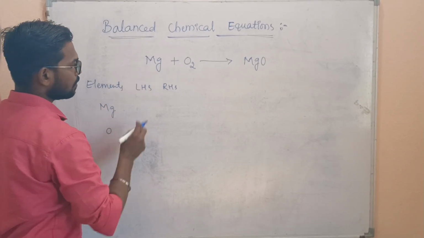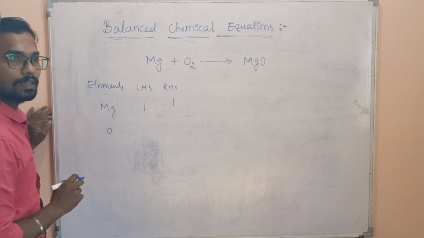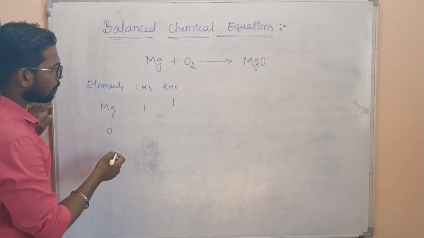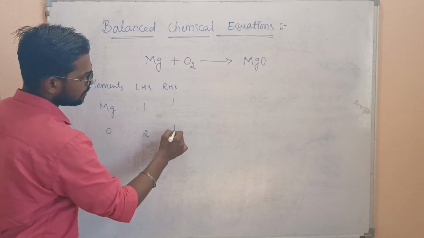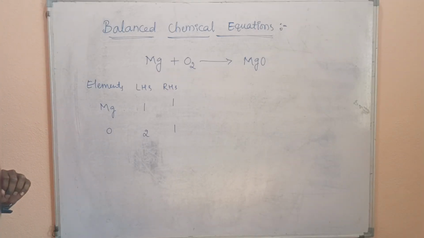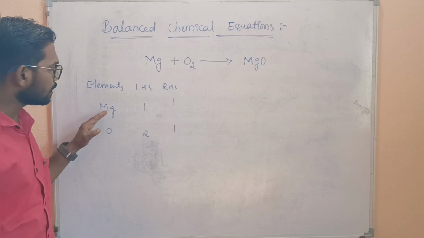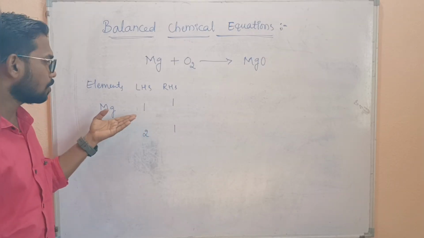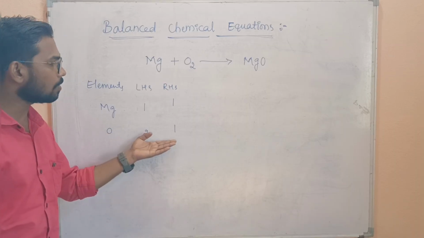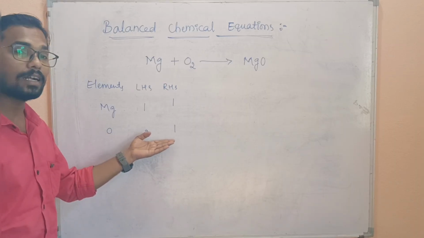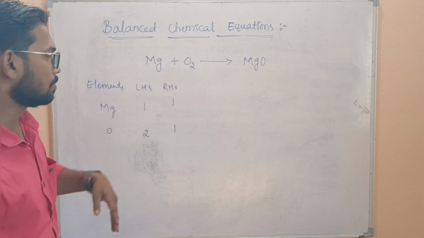We'll write that on the left hand side there is one magnesium and on the right hand side it is also one. The second one is oxygen: on the left hand side two oxygens are there, but on the right hand side only one oxygen. So the first element is already balanced, so we can't say it is unbalanced. We'll go for the second element, oxygen. Oxygen is 2 on the left hand side and 1 on the right hand side, so we have to balance it at the right hand side by taking numbers for those elements.